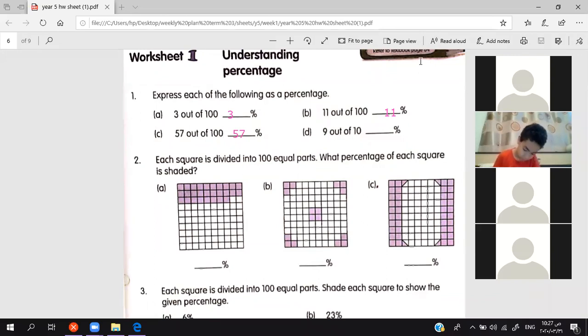So 9 over 10. How can I make it over 100? How can I make the denominator 100? It's very easy. I multiply it by 10, but what I do down I must do up. So 10 down times 10 and up times 10. So it will be 90 over 100. Yes, it's 90. So this is going to be 90, not 9.